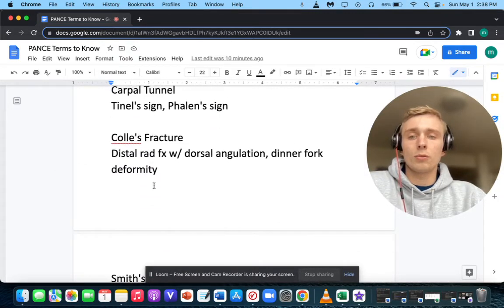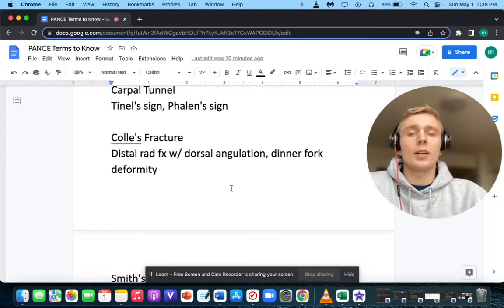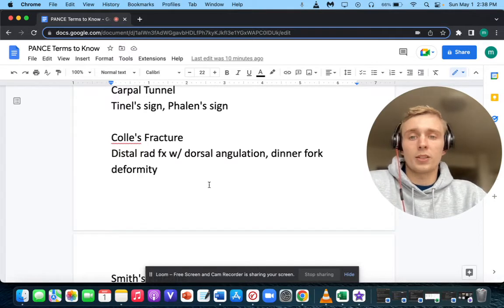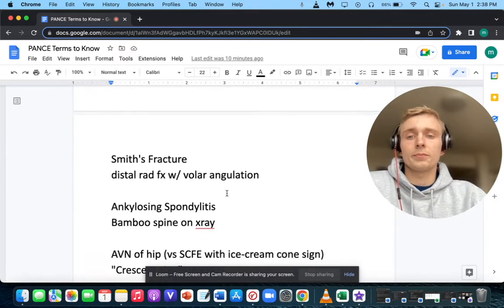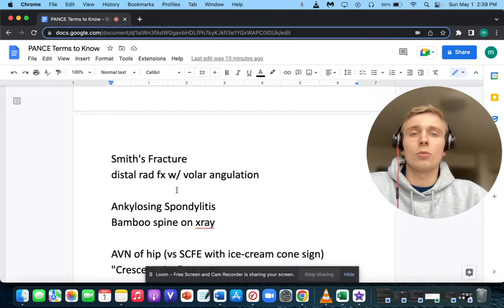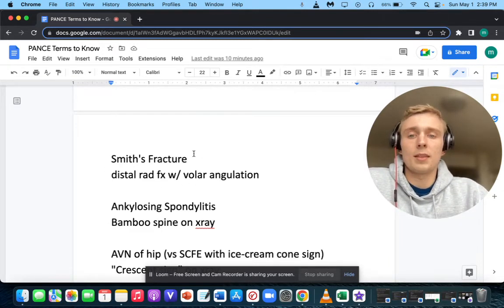How about distal radial fracture with dorsal angulation and a dinner fork deformity? You want to think of a Colles fracture. And how about the opposite of that? A distal radial fracture with volar angulation, that's the opposite, that's Smith's fracture.